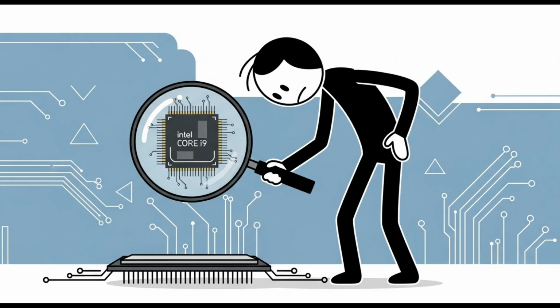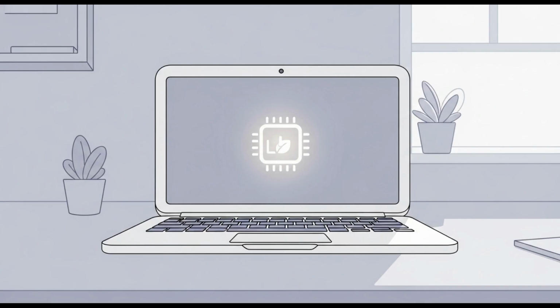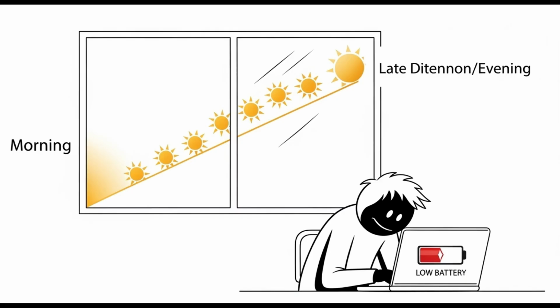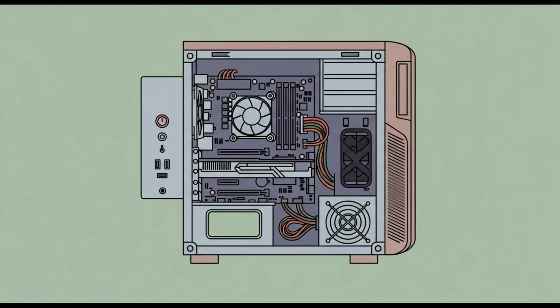One important detail many people ignore is the suffix at the end of the CPU name. On laptops, Core i3 processors often come with a U suffix. This means the CPU is optimized for low power usage, producing less heat and offering longer battery life. That's why these chips are perfect for students or office workers who need their laptop to last all day without constantly charging.